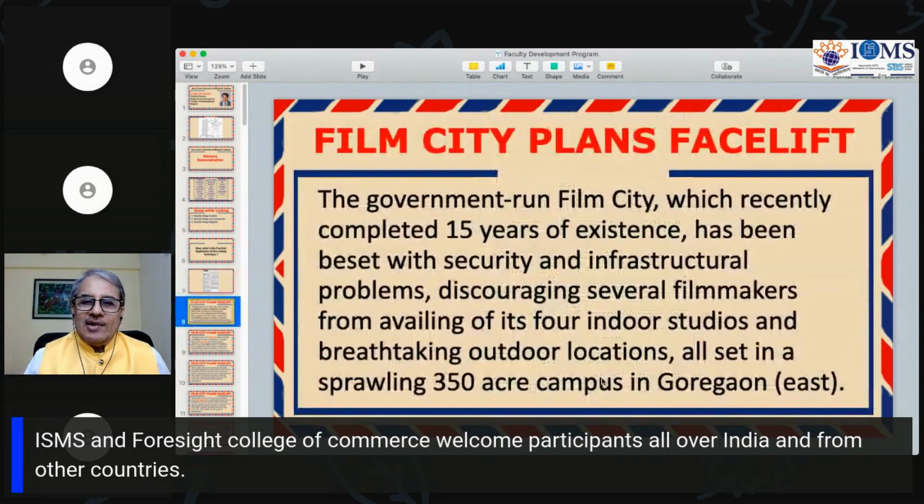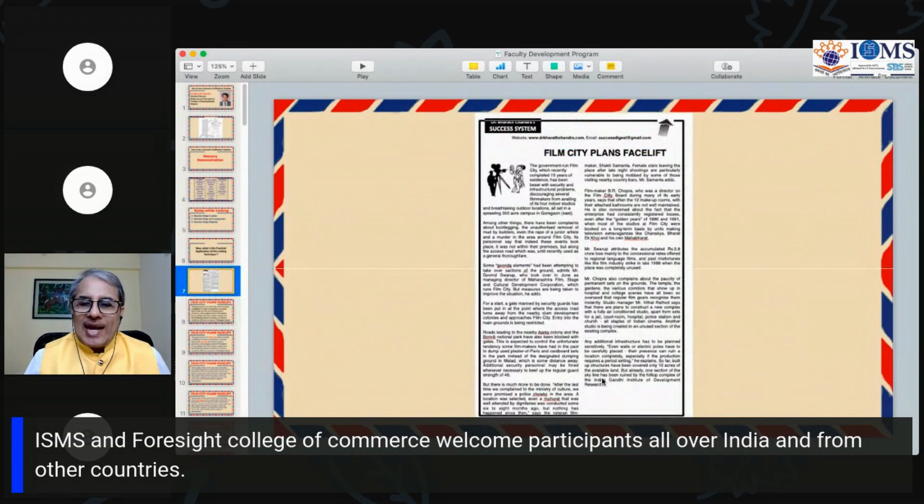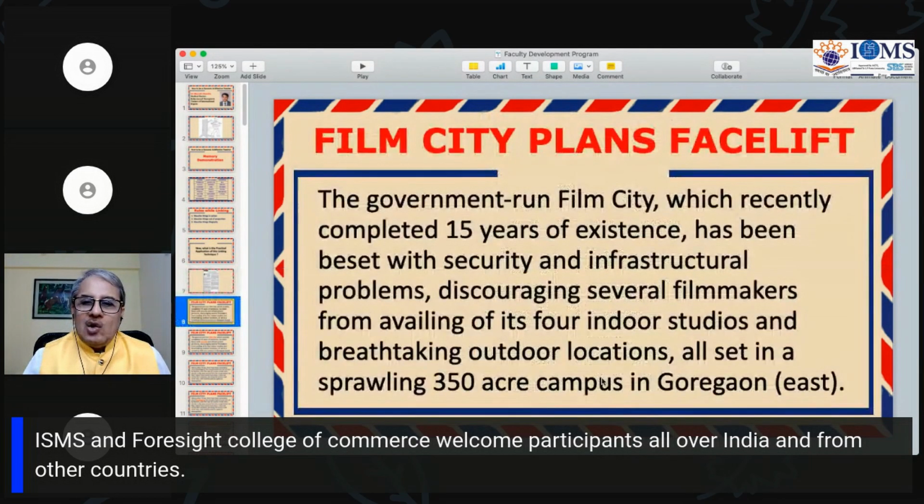Now look at this article. I have made it into slides for you to remember. Look at this first paragraph. I am reading this paragraph for your benefit. As I am reading, kindly read in your mind so that you too are involved with me. The film city plans facelift.